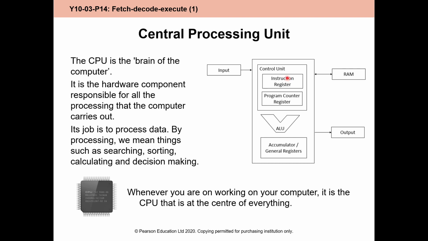Once we've worked out what we need to do, then we can execute it, which means the control bus sends a little signal to the arithmetic logic unit to say, right, do this, or do that. Or it will send a signal to RAM to say, load something, or send a signal to RAM to say, save something.